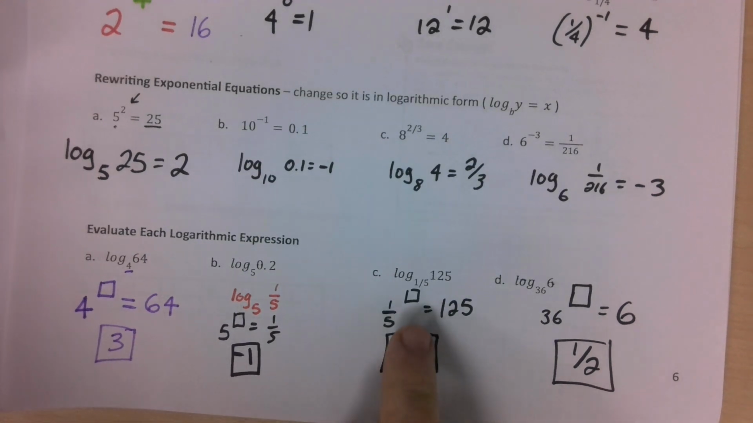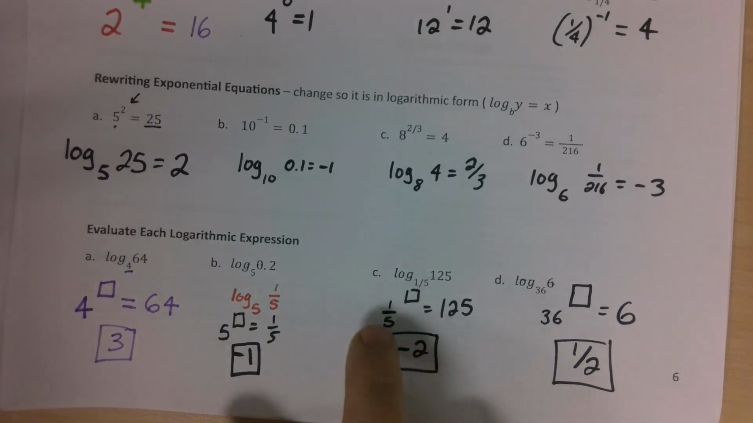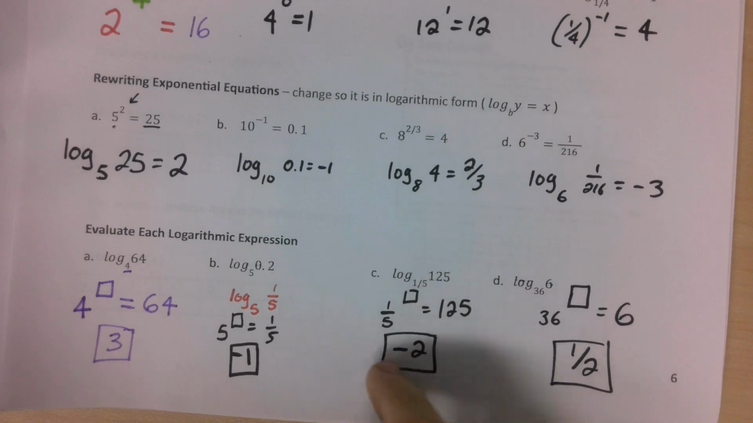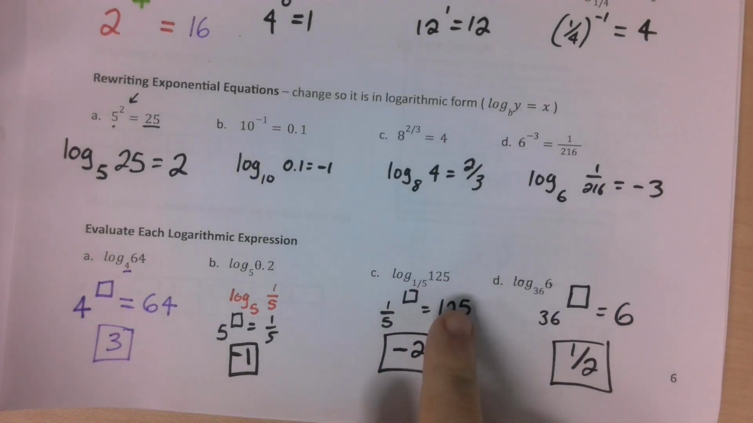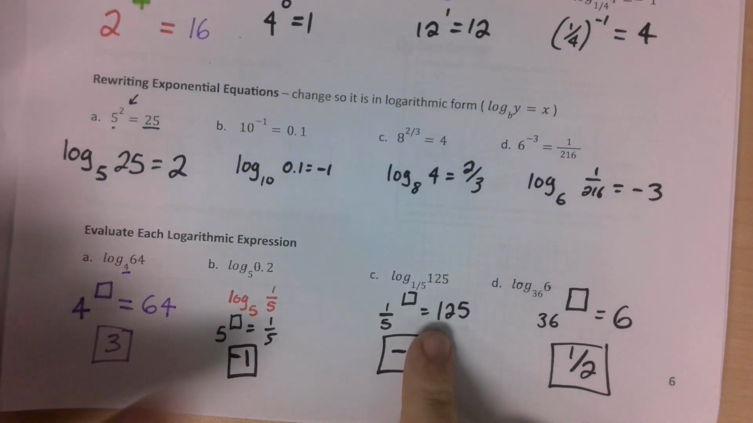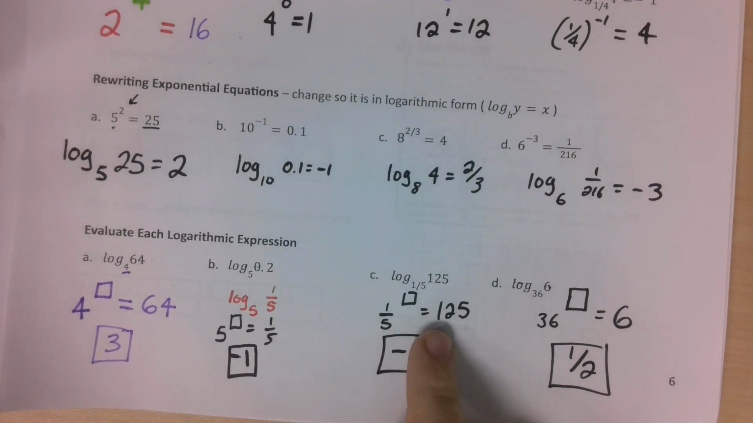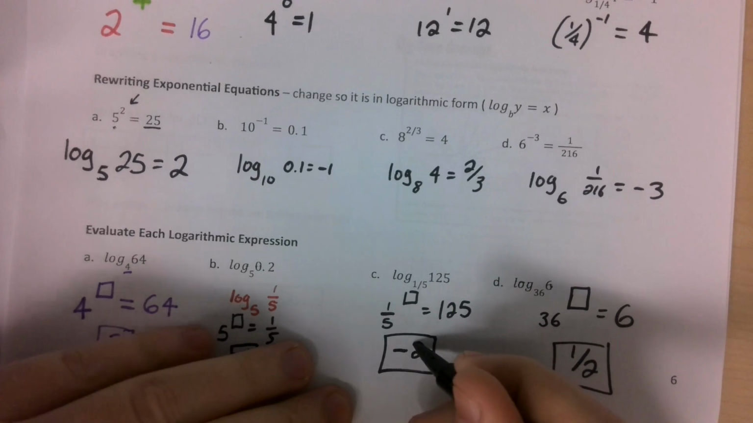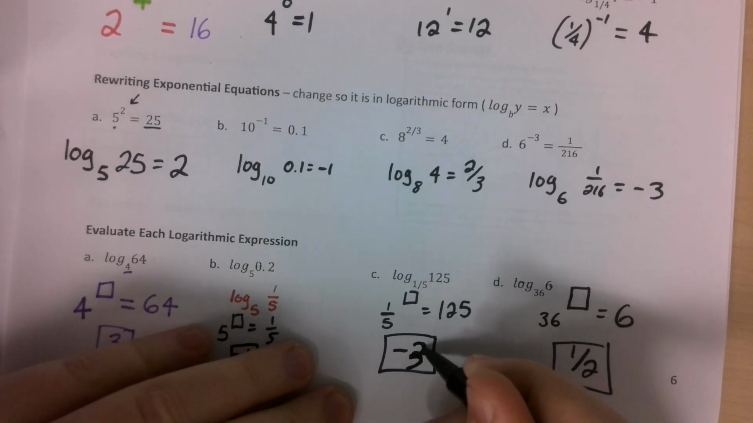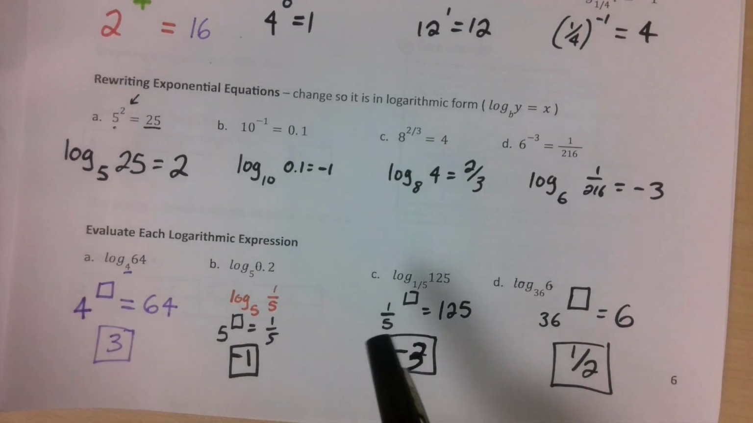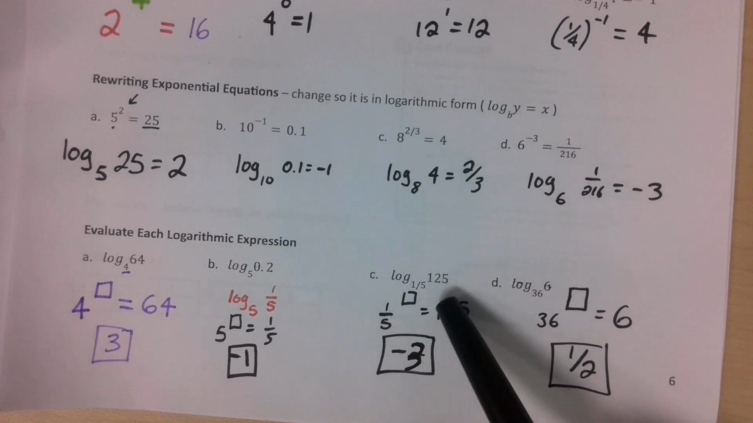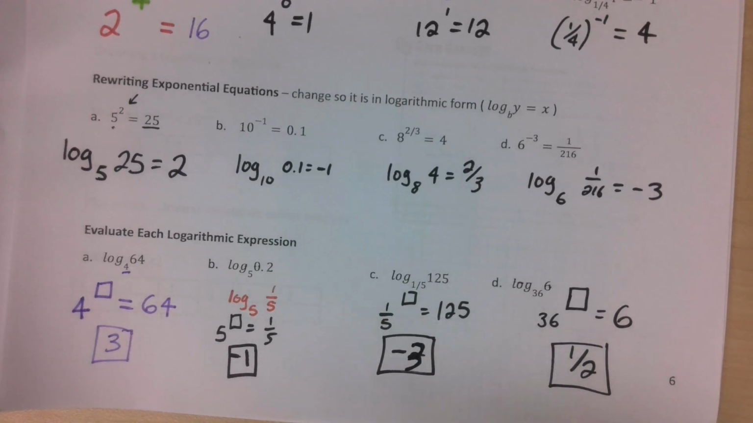Now this one's not quite the same. Here we start with a fraction and we turn into a whole number. We know we have to use a negative exponent to flip it, but if it was -1 again, this would just equal 5, not 125. In fact, I messed this one up. This should be 3. If it's to the negative third power, that's the same as flipping this to be 5 and taking 5 to the third power. And 5 to the third power is 125.